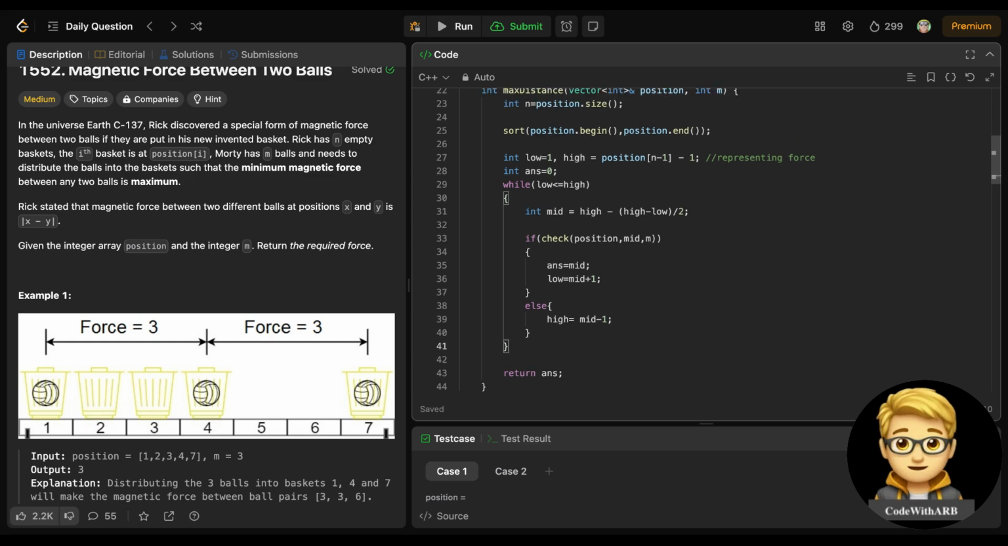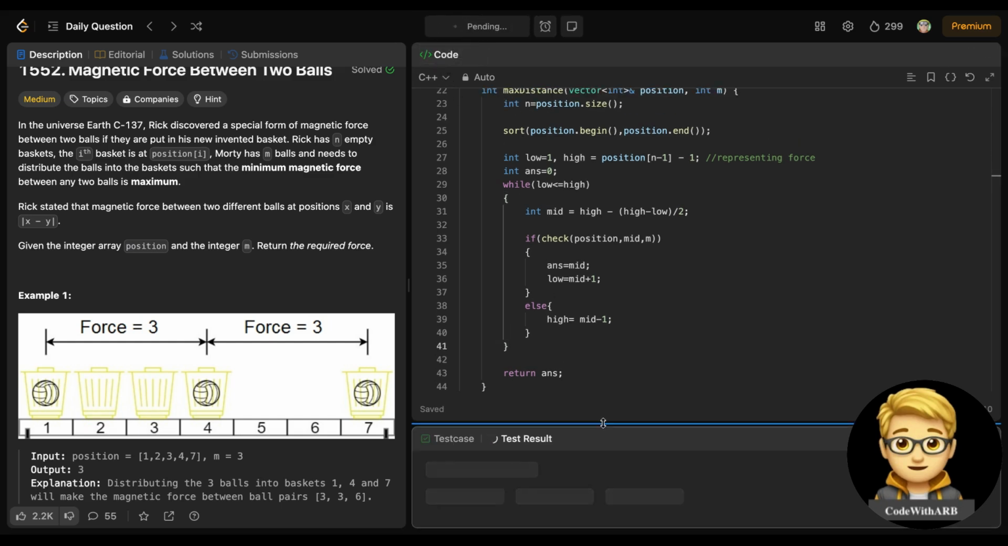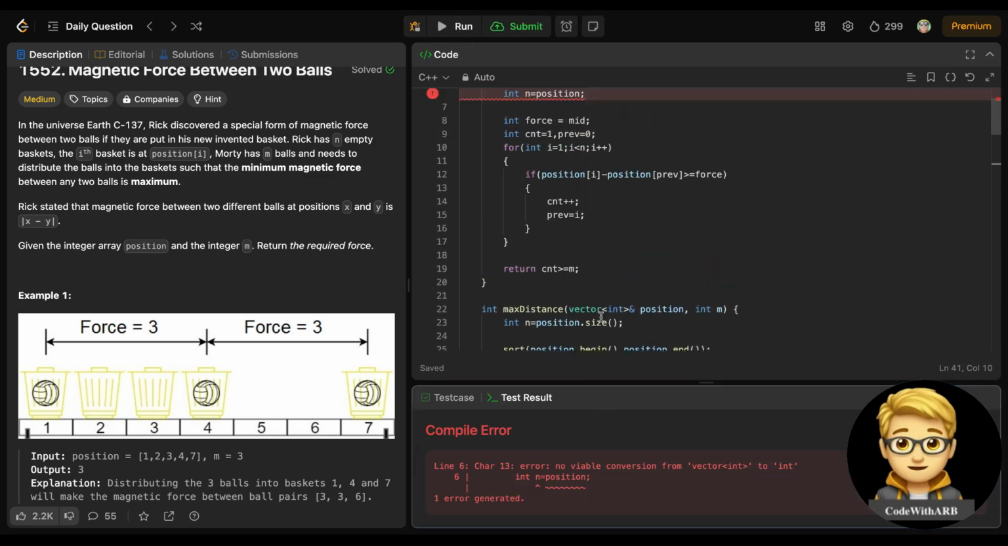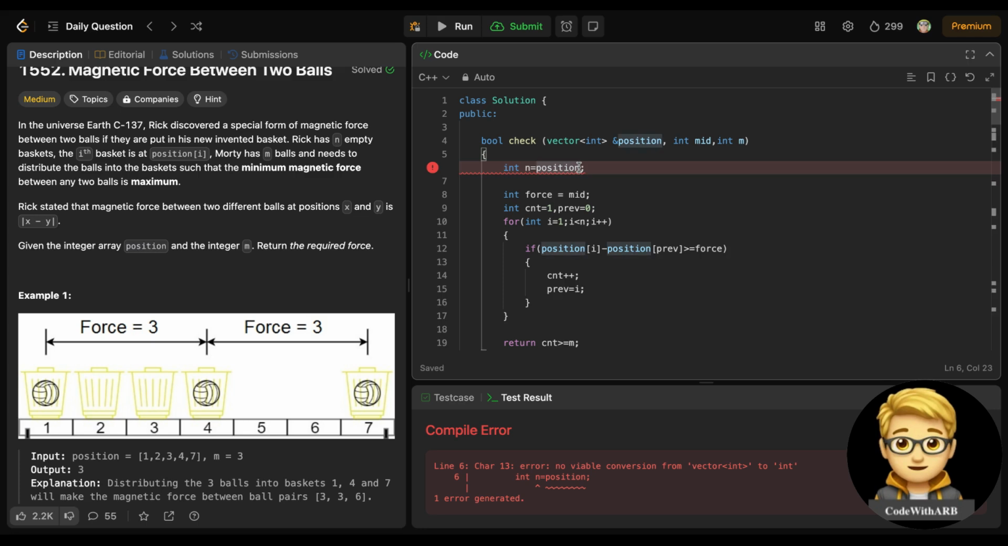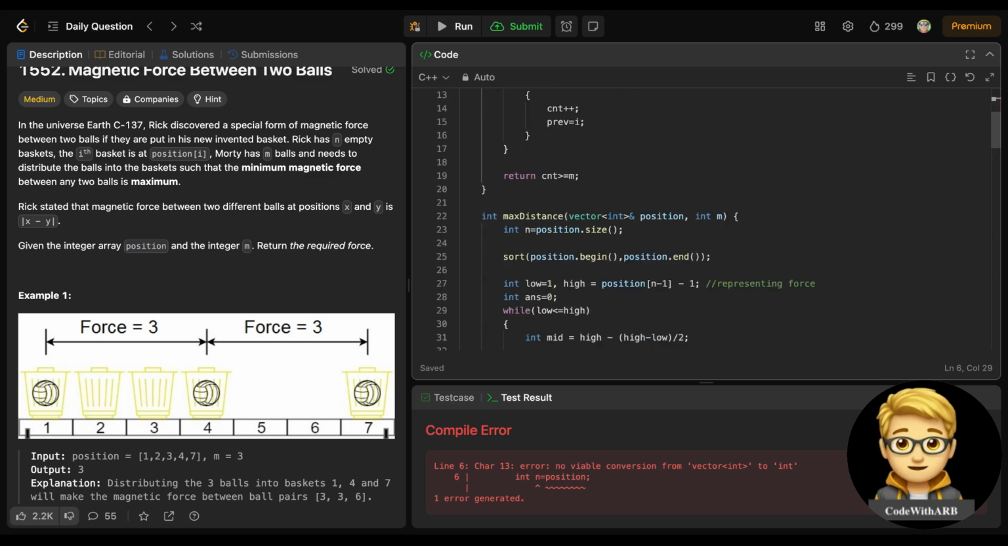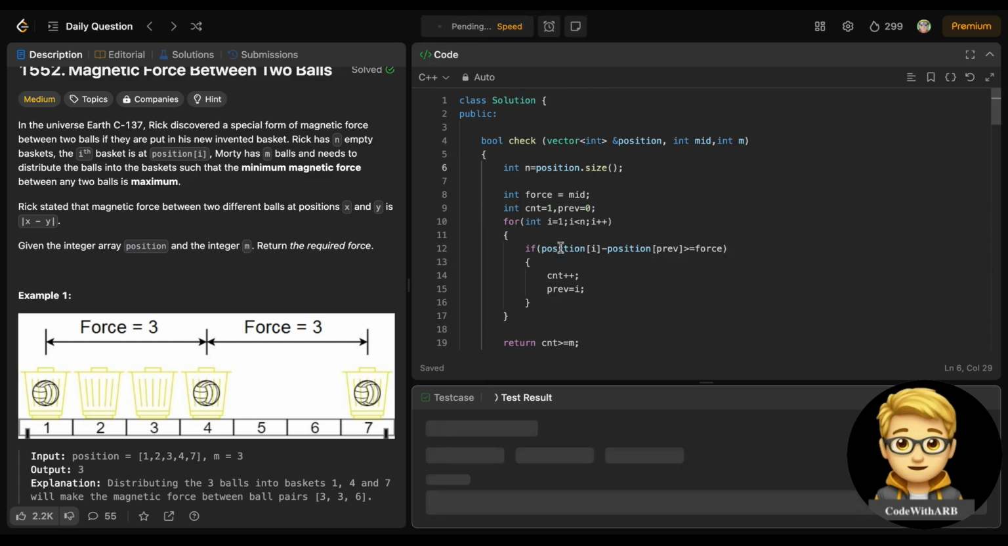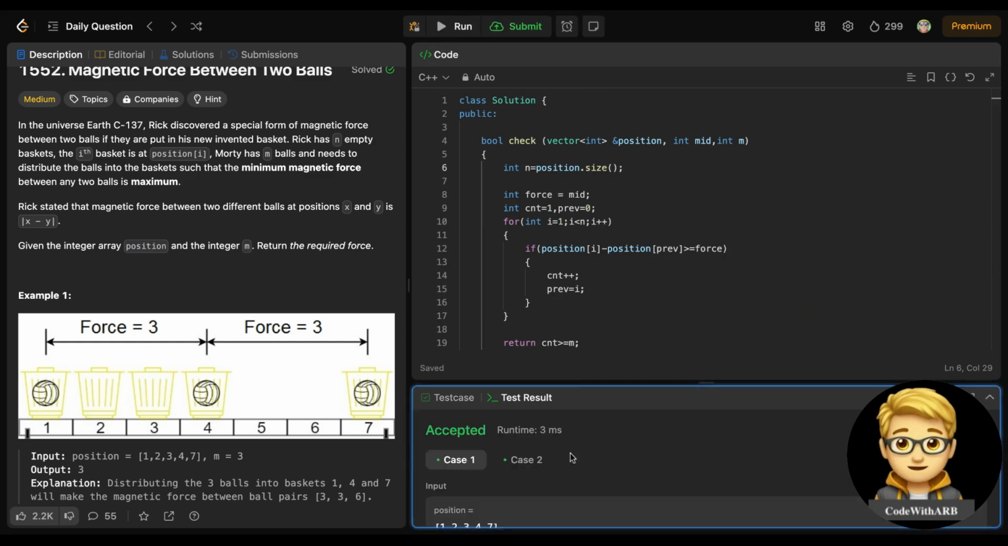So this is how we will solve the question. Let's try to run this. So positions dot size, right? Let's run this. Compilation, no compilation error. Let's submit it.